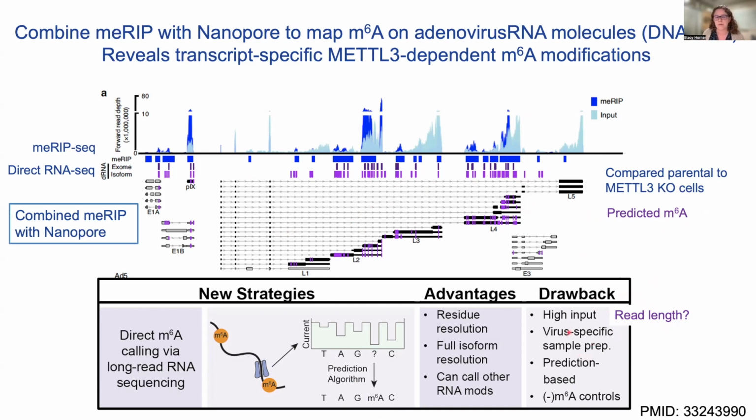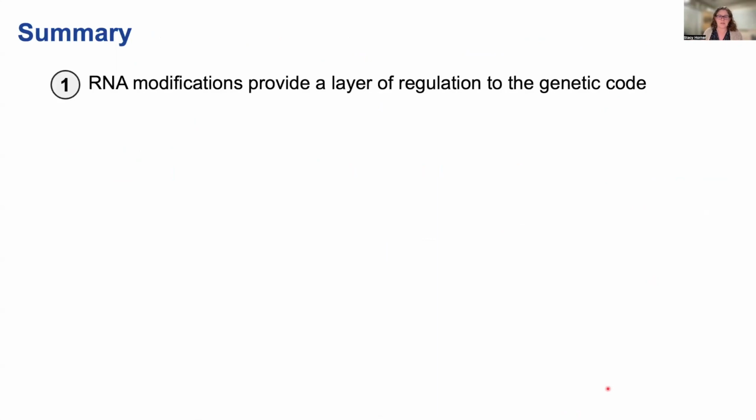If your virus does not have a poly A tail, you have to do something special to get it to stick to the nanopore and be read. It is a prediction-based method, and you need controls, for example, an in vitro transcribed RNA, which Teo is talking to you about.